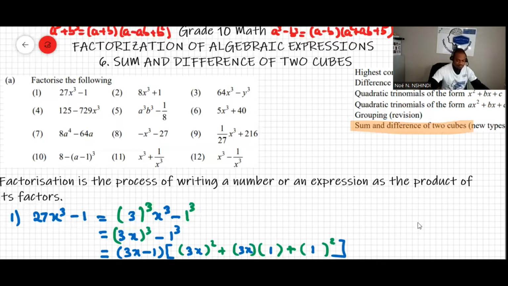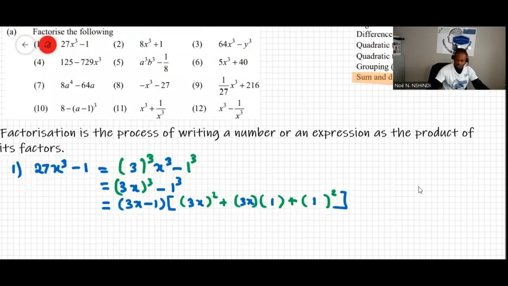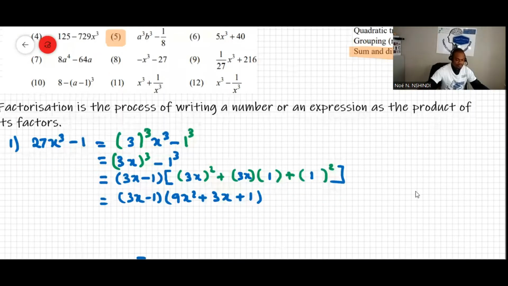Then this will be equal to 3x minus 1, and then 3x squared is 9x squared, plus 3x times 1 is just 3x. Plus 1 squared is just 1, so that's the answer. That was the answer to question 1. And now leave the summary. We did 1, the summary we can do 2 and 3. Even 4, I'll leave for you, and then I'll do 5 for practice.